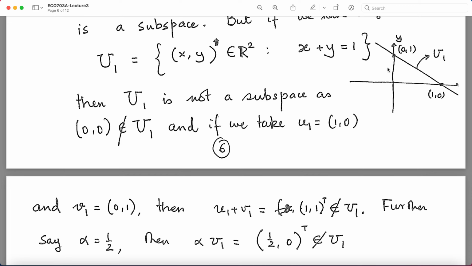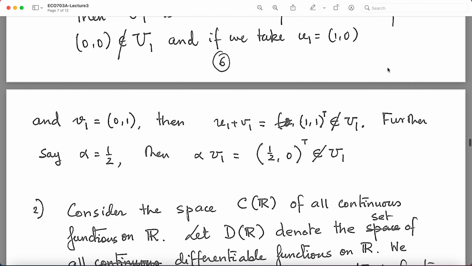So if you just move it off from 0 in R2, those lines are not subspaces. Only if they pass through 0 they are subspaces. It's just kind of interesting.